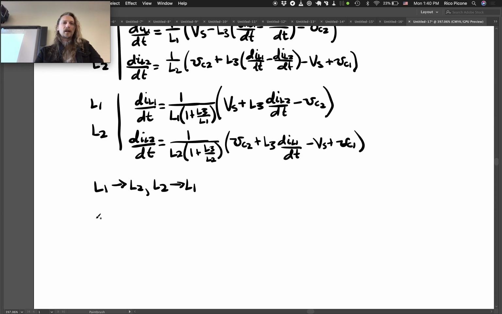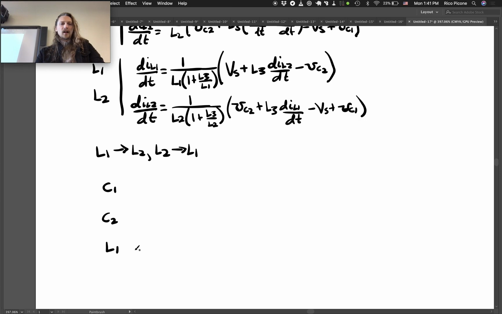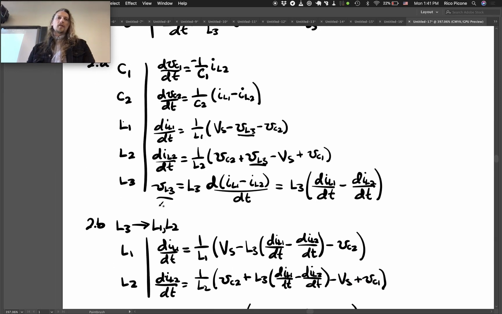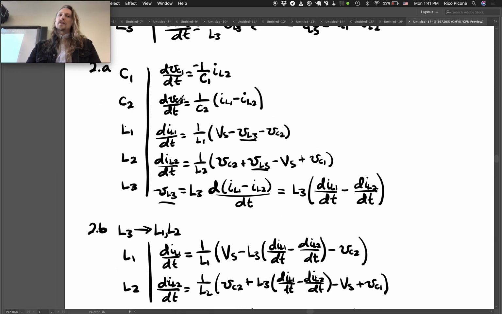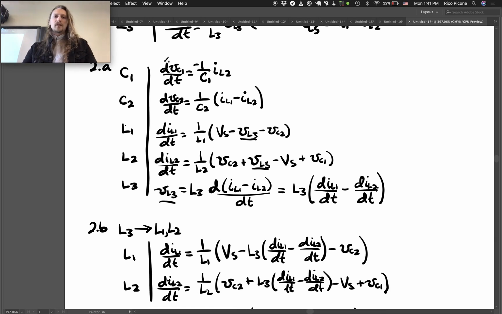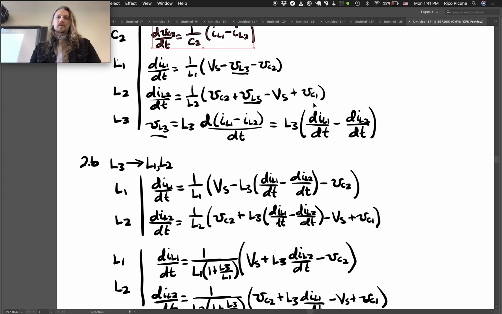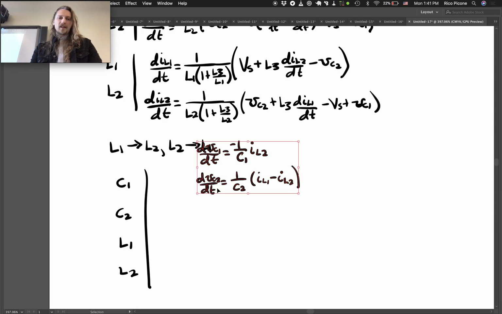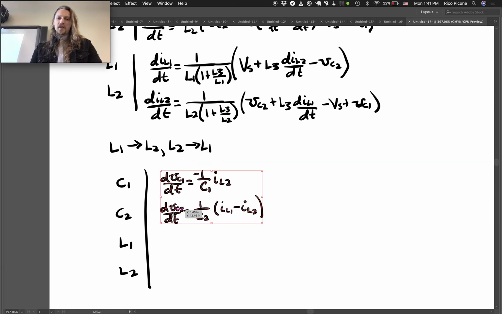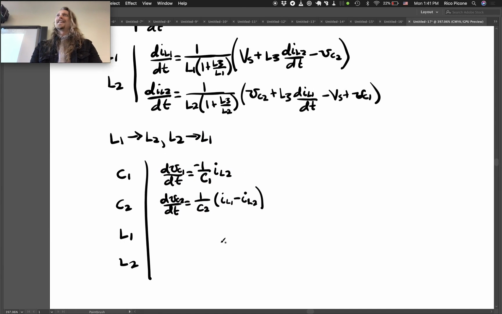So what we're going to end up with is we've got our C1, our C2, our L1, our L2 equations. And so remember, our C1 equation was already a state variable equation. It was just dVc1/dt equals negative 1 over C1 IL2. So actually these first two equations are identical, right? In the interest of time, I'm going to do this cheating thing where I just copy them down. You guys can draw an arrow.